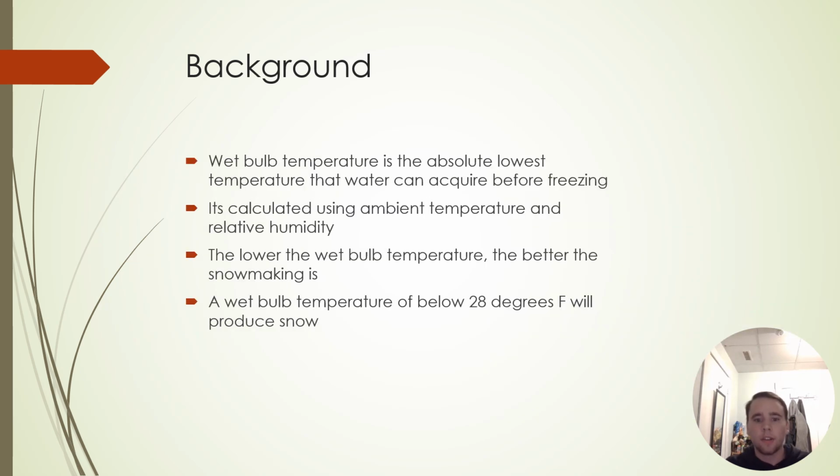So some more background. Wet bulb temperature is the absolute lowest temperature that water can acquire before freezing. And it's calculated using the ambient temperature, which is just the air temperature, and relative humidity. The lower the wet bulb temperature, the better snowmaking is. And for the most part, a wet bulb temperature below 28 degrees Fahrenheit will produce snow.